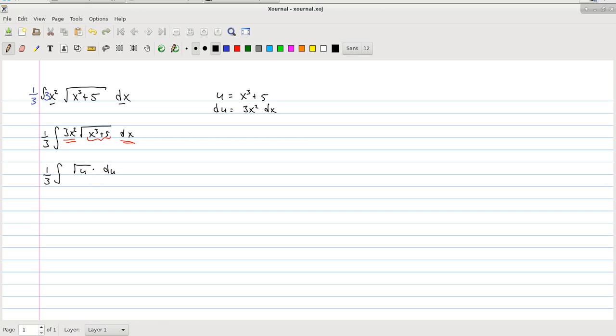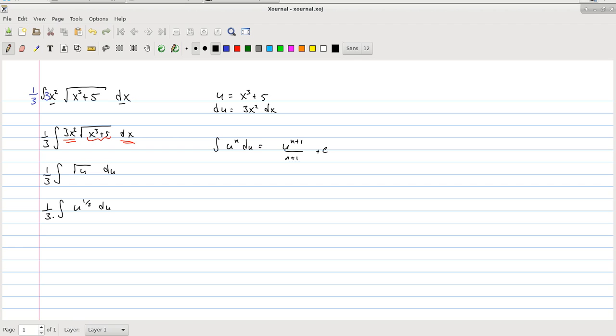To make this more conducive to integrating, let's get rid of this radical and rewrite this as a fractional power. So this is the same thing as 1/3 integral of u to the 1/2 du. Now we can use the formula sheet. This fits the pattern u to the n du, whose integral is u to the n plus 1 over n plus 1 plus c. So we're going to apply the power rule on this.